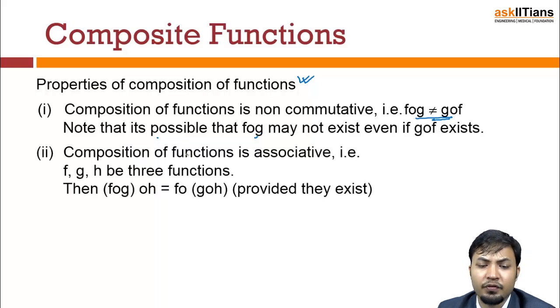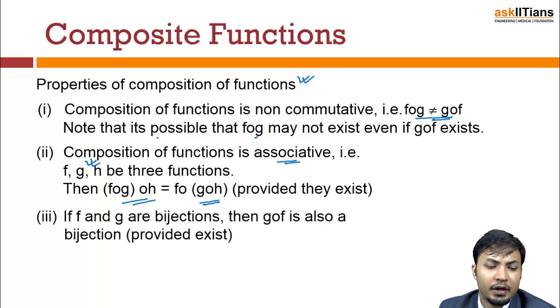Now the composite function is associative. That is, if I have three functions f, g, h, in this relation, then it will exist like this, provided that these three functions do exist. Also, if f and g are bijections, then g of f will also be a bijection.